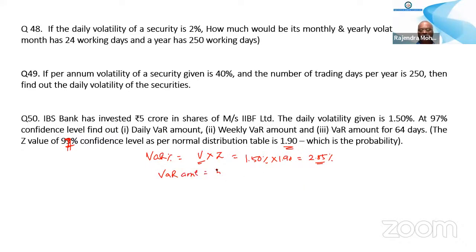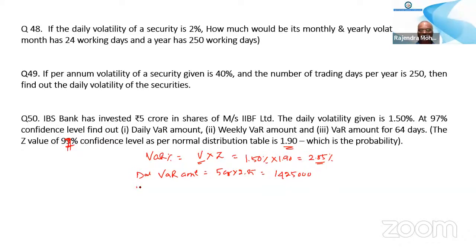Okay. So what will the VaR amount be? VaR amount will be 5 crore multiplied by 2.85%. So how much? 14 lakh 25,000. Okay. So this is the daily VaR amount.